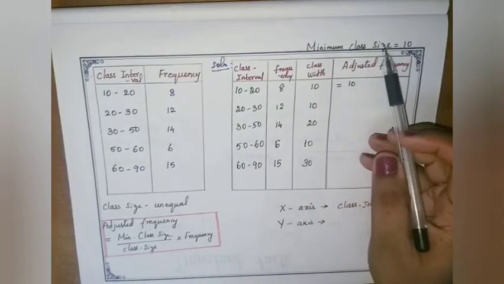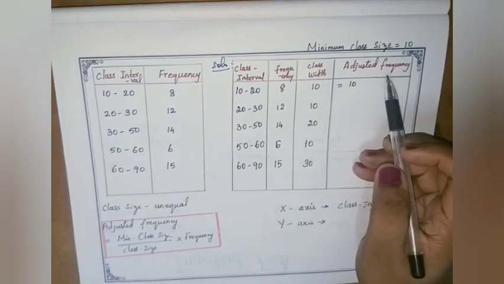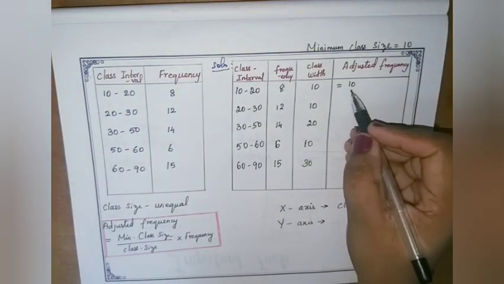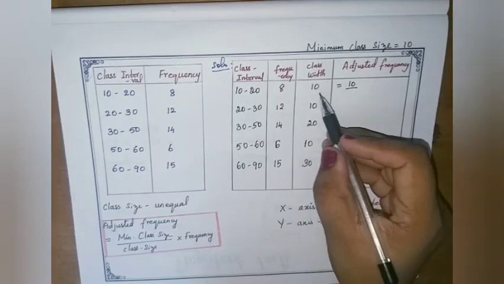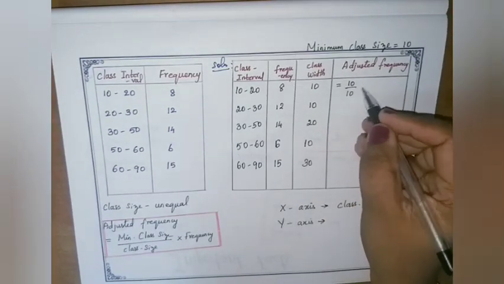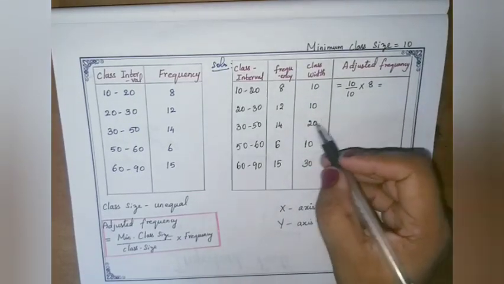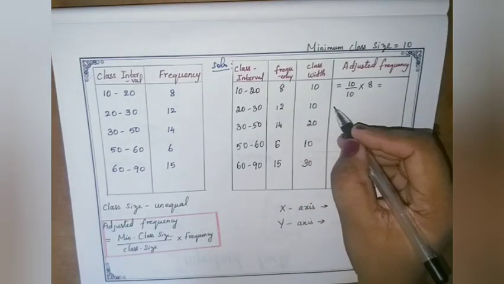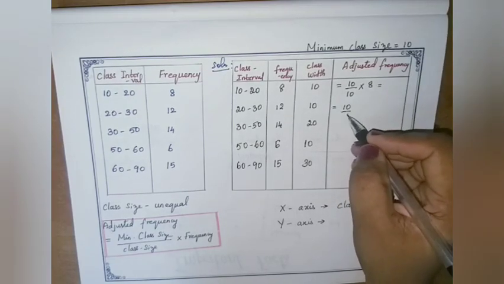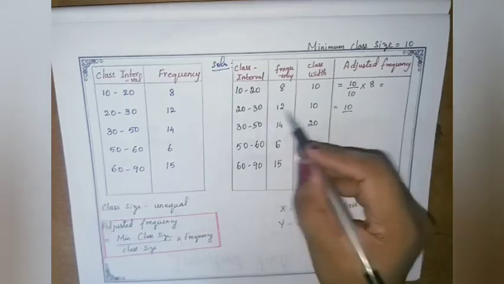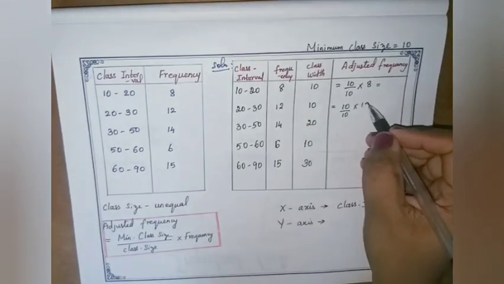Minimum class size we are taking as 10. So using the adjusted frequency formula, minimum class size divided by the class size. Here the class size is 10 into the frequency is 8. Similarly here, the minimum is always the same and the class size of this class is 10 into the frequency is 12.